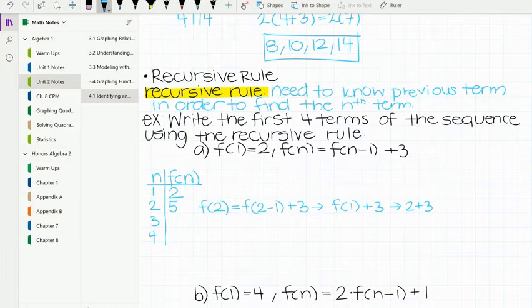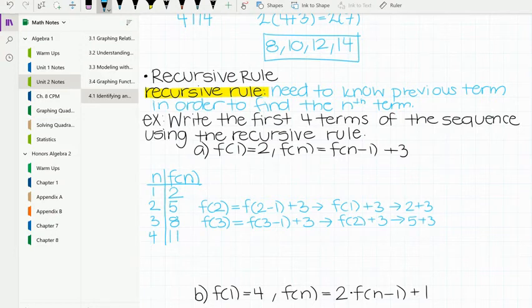So we'll try one more like that, and then hopefully we'll see a pattern. If I wanted to find f of 3, this would be f of 3 minus 1 plus 3. And that turns into f of 2 plus 3. So f of 2 is the second term in the sequence, which is 5, and 5 plus 3 is 8. So then from there, you can see a pattern. We're just adding 3 each time. So the next term would be 11.